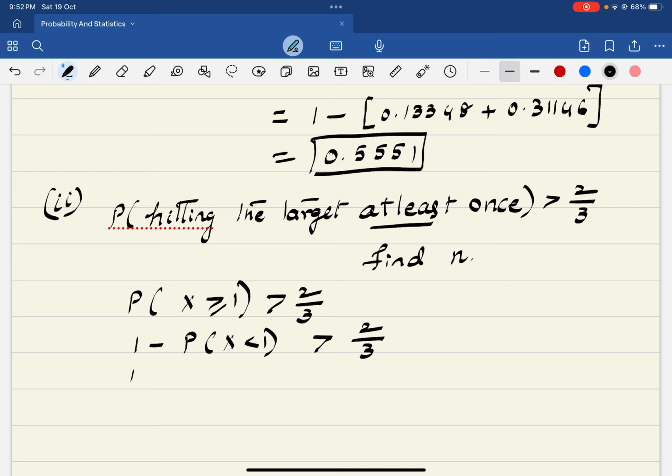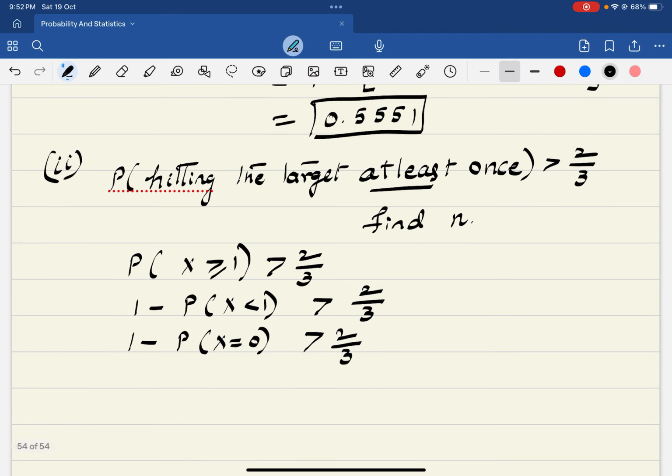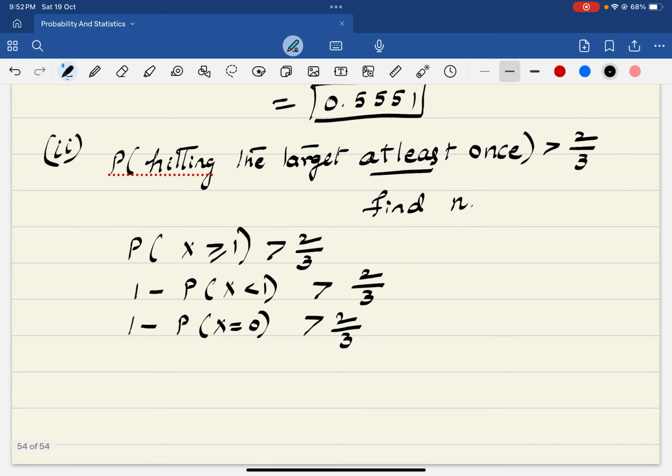Okay? Now, what is 1 minus P of x less than 1? What are the possibilities we have? Only x is equal to 0. For less than 1, that is the only thing, right? So 1 minus P of x equal to 0 is greater than 2 by 3. I hope you are able to understand each and every step here.